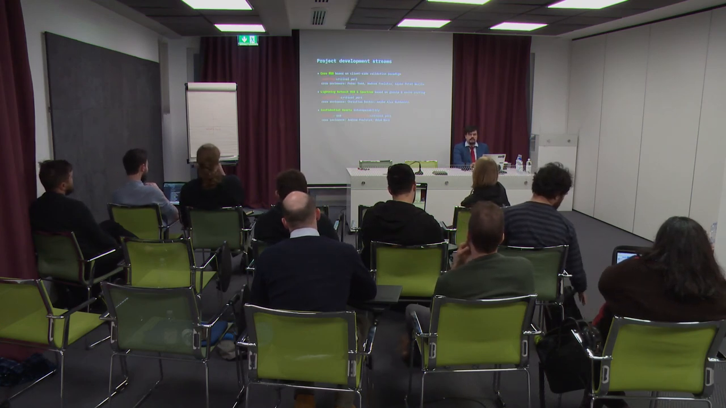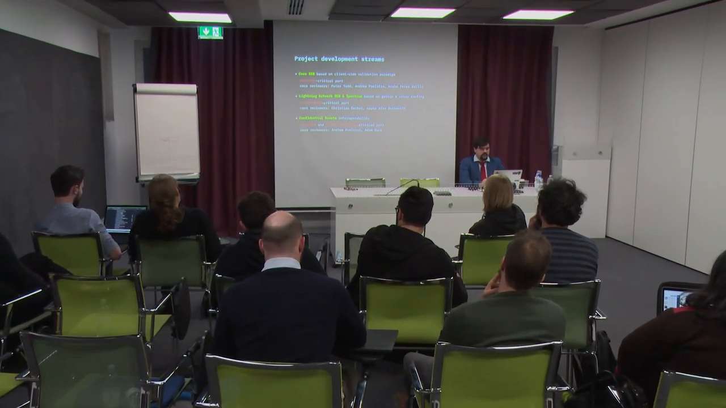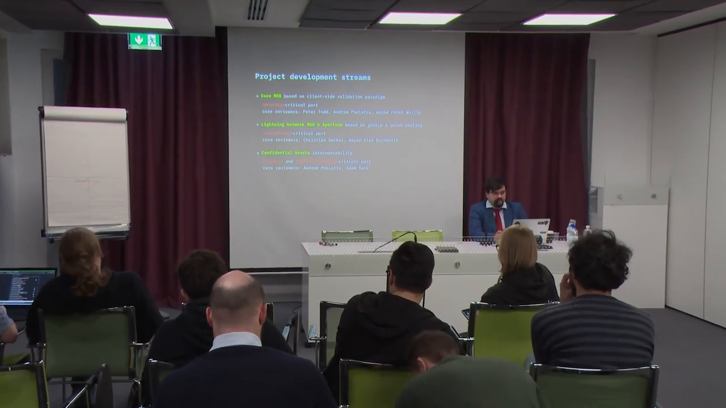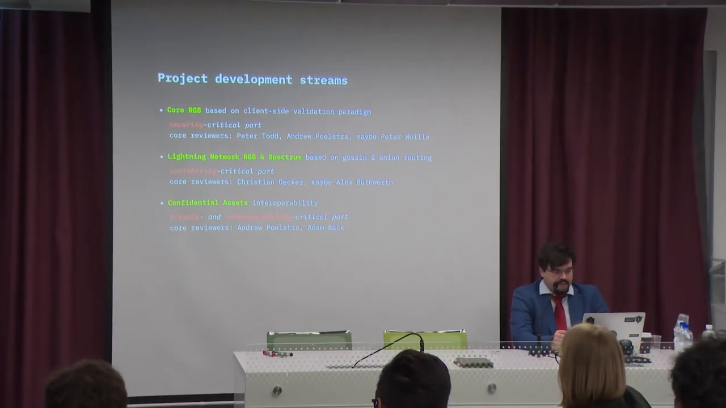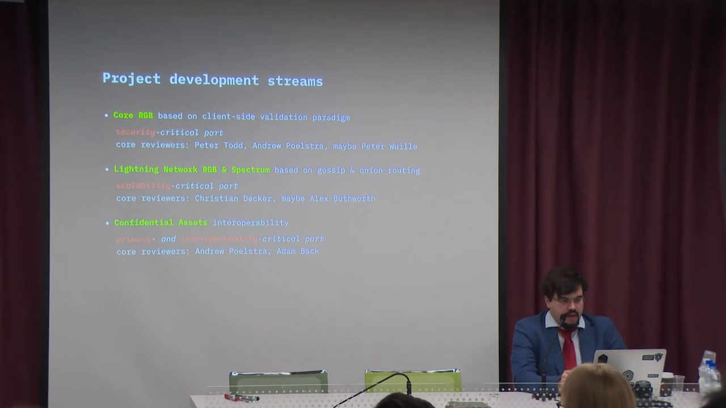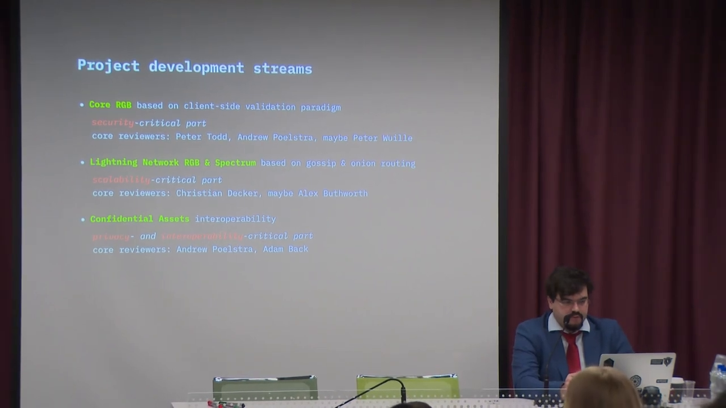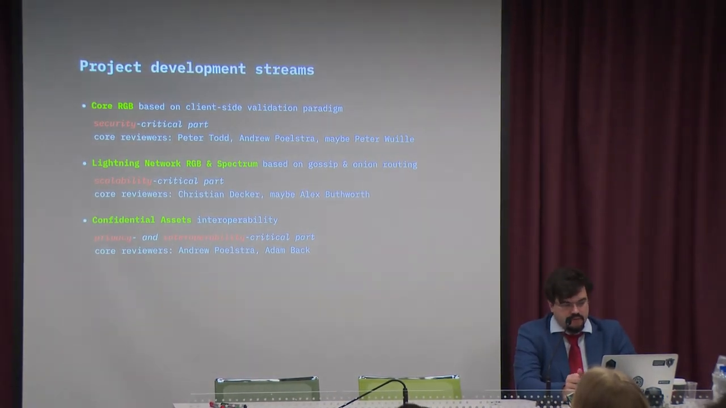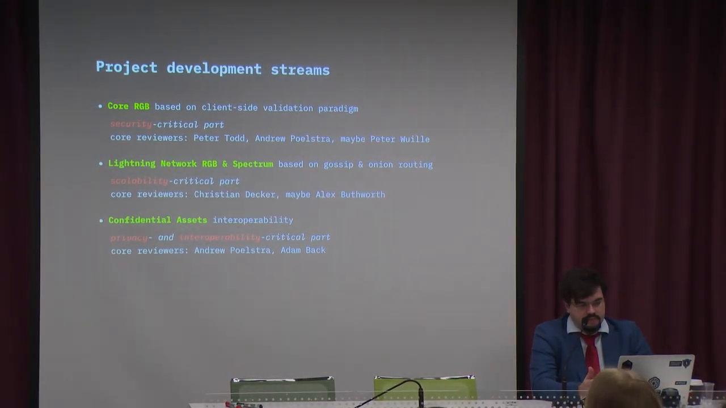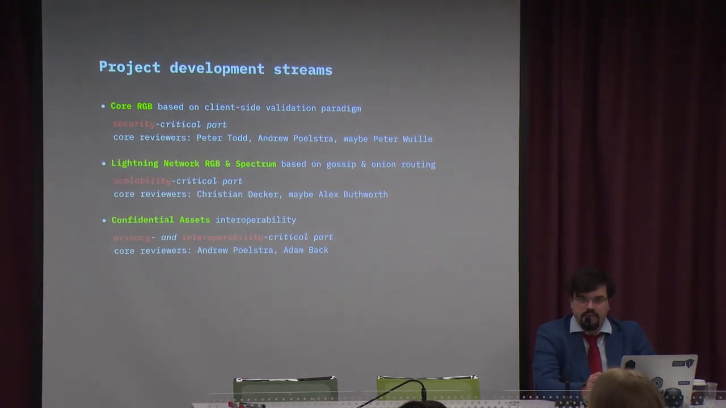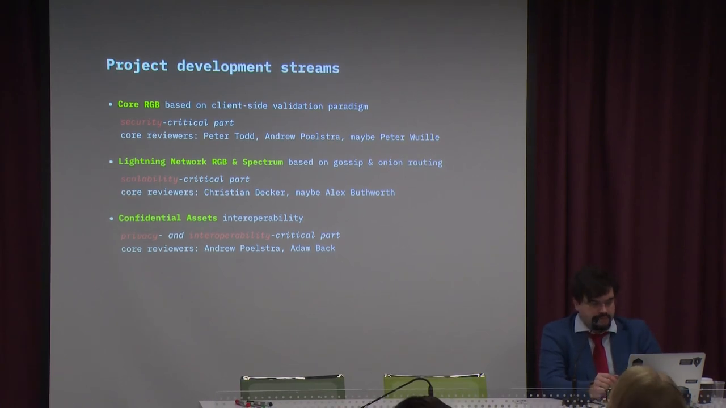Generally, RGB is being developed in the form of three streams. The first stream is focused around the core set of standards, which is Lightning Network independent, for the client-side validation paradigm. It is a security critical part, and we already have reviewers, and invite Peter Todd, Andrew Poelstra, and maybe Peter Wuille, though he's very busy with Taproot. We have passed through two rounds of review with Peter Todd so far, and the current specification hasn't been reviewed yet, so we will go through this process again quite soon.